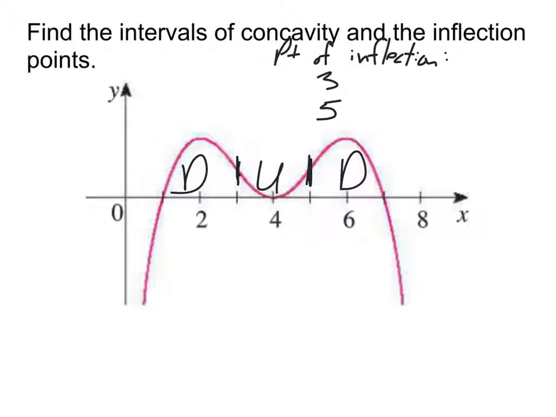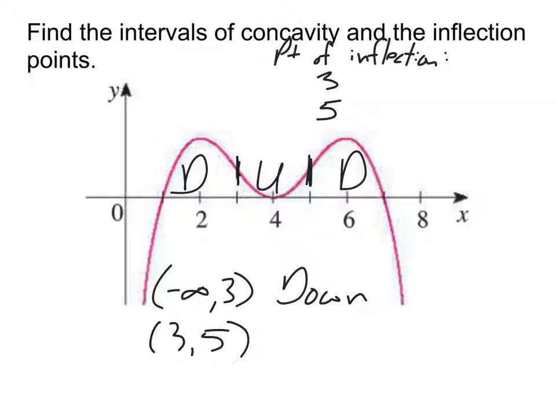And so knowing that, then I can see that it's concave down on the interval from negative infinity up to positive 3. There it's concave down. From 3 up to 5, it is concave up. And from 5 up to positive infinity, that's back to concave down.